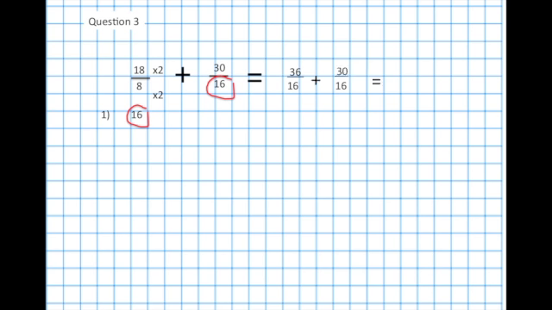The denominators are the same, so add the tops and leave the bottom. Before I try and turn this into a mixed number, I can see that it can be simplified. 16 and 66 are both even numbers, so they will divide by 2. So 66 divided by 2 is 33, and 16 divided by 2 is 8.